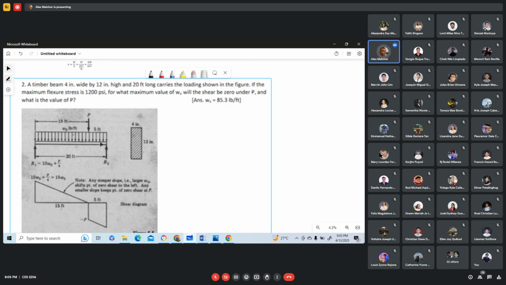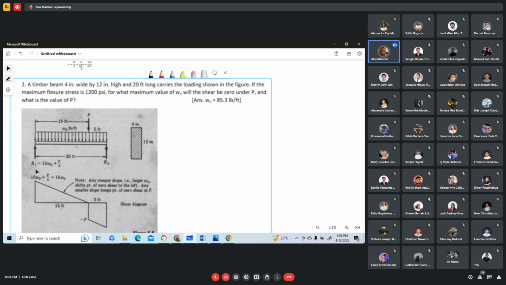Now, this is a simply supported beam. And in this problem, we want to know what is the maximum value of W sub O with the condition that the shear be 0 under P. Okay, in here, the shear will be 0 right here. So we have now this point of 0 shear when we draw the shear diagram, and also this continuation of the shear diagram.